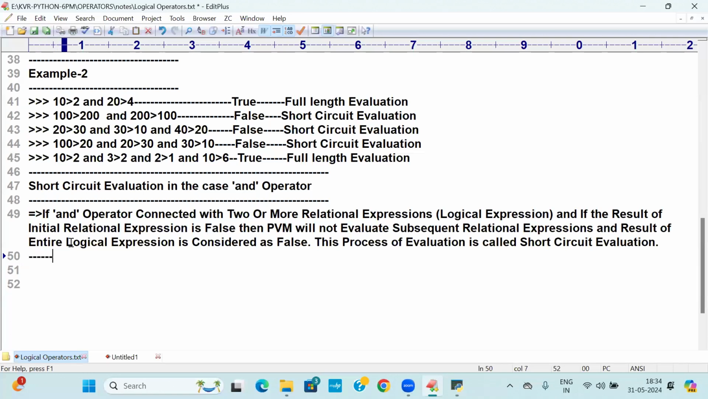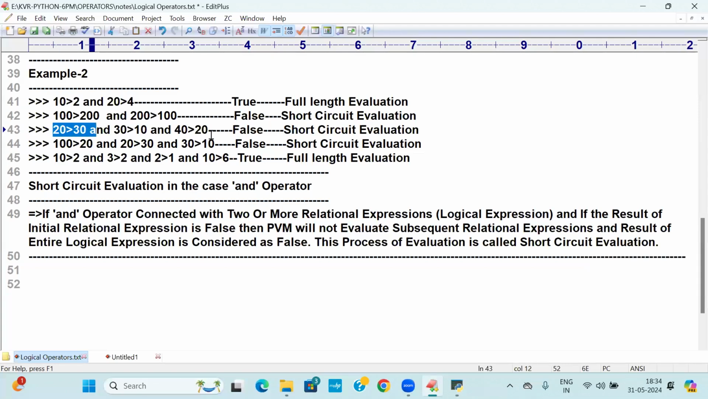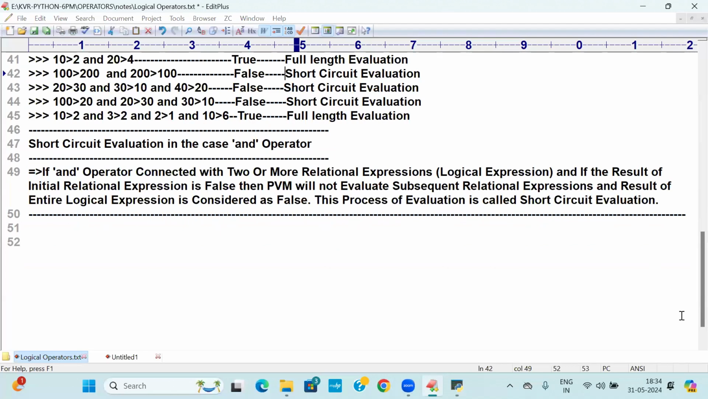I hope it is clear. Right. So students online, this is more clear, I think. If two or more relational expressions are connected with what? The AND operator. If the initial relational expression is what? False. The PVM will not evaluate the rest of the subsequent relational expressions, and the result of the entire logical expression is considered as false. This process of evaluation is called short circuit evaluation. Clear or not clear? What is an advantage of short circuit evaluation?